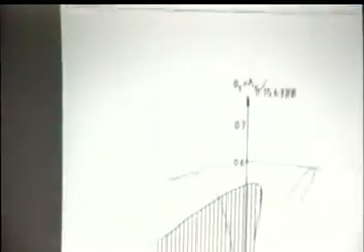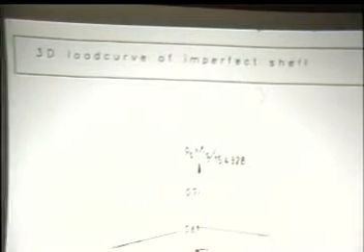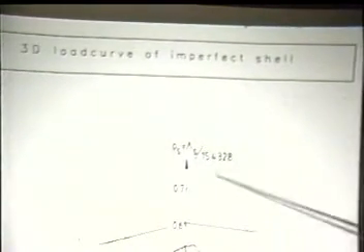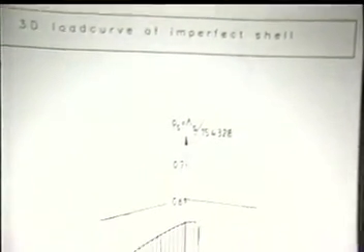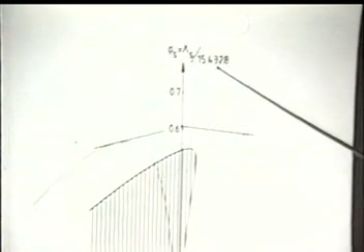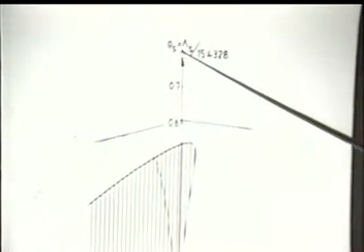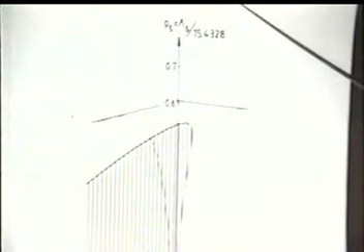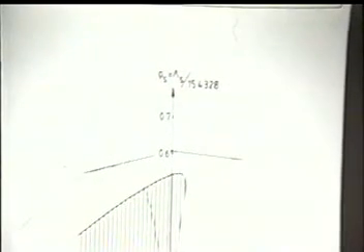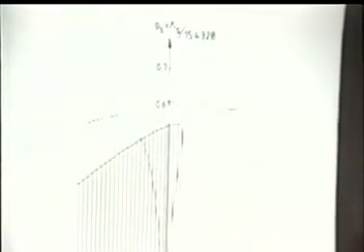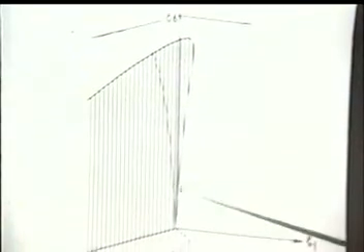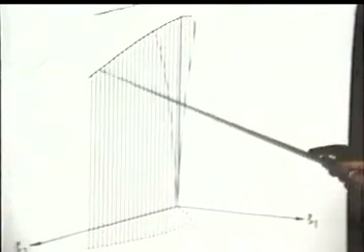For two active modes, you can even represent it nicely. So what we did here is the vertical axis is a normalized load. Actually the perfect shell buckles at 1. Here we have put in imperfections in both modes. And essentially what you get is a space curve that comes up here and turns around.